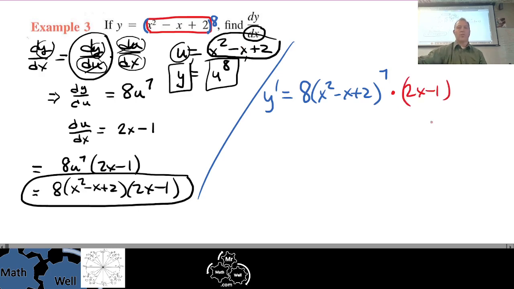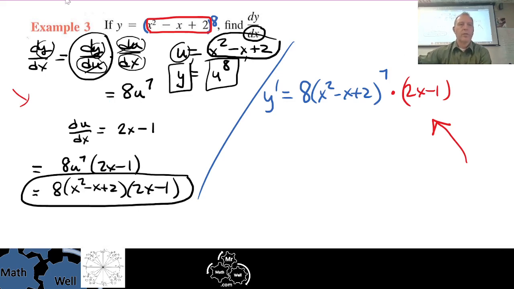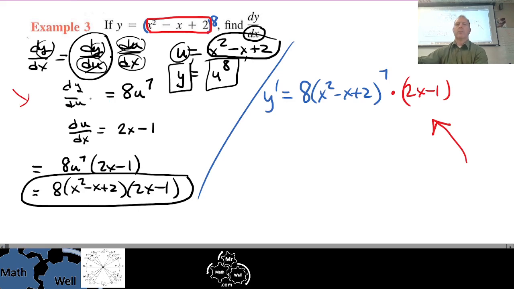So obviously this is why I go with this method. But this might help some of you understand what we're doing with the outside-inside function. It's a little more work, and I'm not going to require this on the left here. dy/du. Okay?